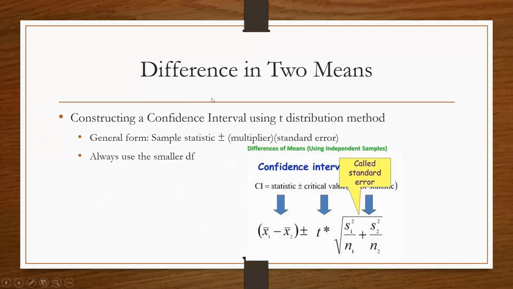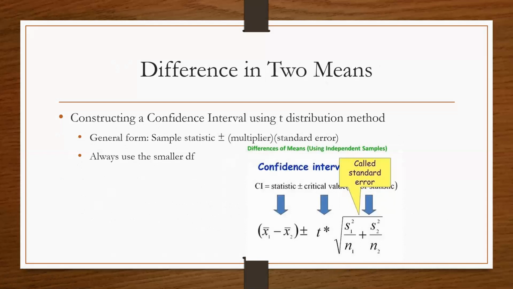So moving on, we have the difference in two means. Basically, in the general form of conducting a confidence interval for the t-distribution, it's going to be the sample statistic plus or minus the multiplier times the standard error, the same way we've seen it before, same way we saw it in just the last few slides.